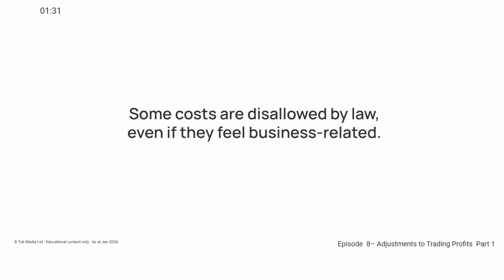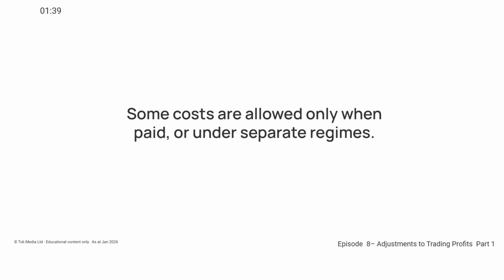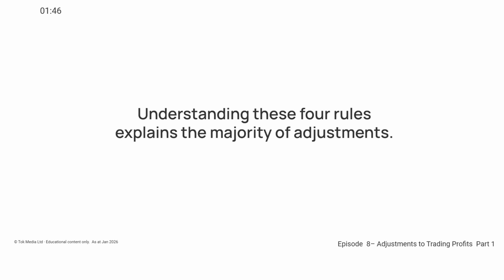Third, specific legal blocks. Some costs are disallowed by law, even if they feel business-related. Fourth, timing. Tax relief does not always follow accounting timing. Some costs are allowed only when paid or under separate regimes. Understanding these 4 rules explains the majority of adjustments.